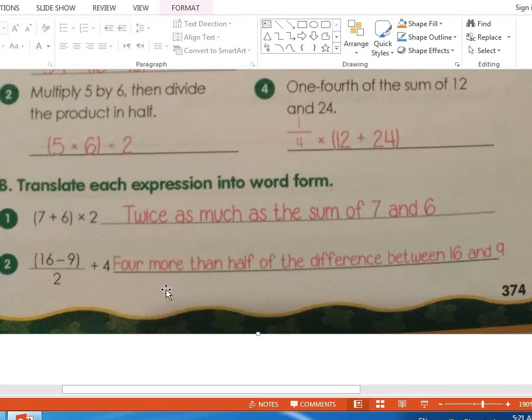I can say 4 more than the quotient of the subtraction, the difference between 16 and 9 divided by 2. The answer may vary.